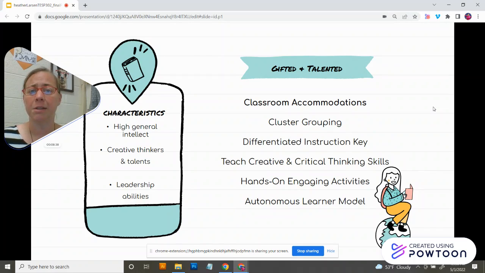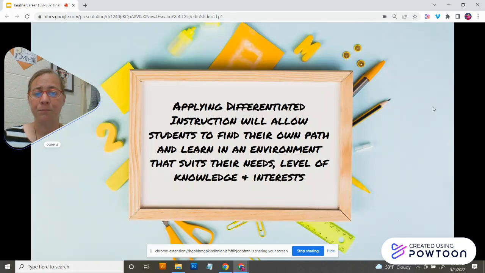And then finally, gifted and talented students. Really here you see some high general intellect. They're creative thinkers. They're very talented in a lot of areas. Maybe they're musically inclined. And then they do have leadership abilities. So cluster grouping these children to work together so that they can work on something maybe at a different level or a different pace than other students, differentiating the instruction, and teaching creative and critical thinking skills, and giving them hands-on opportunities are a vital piece of the puzzle for these students to be successful.